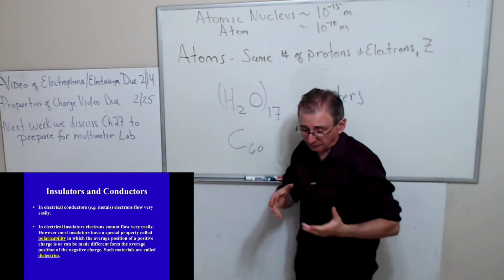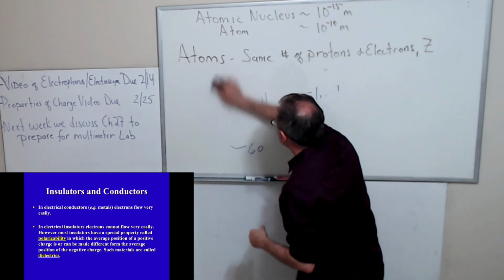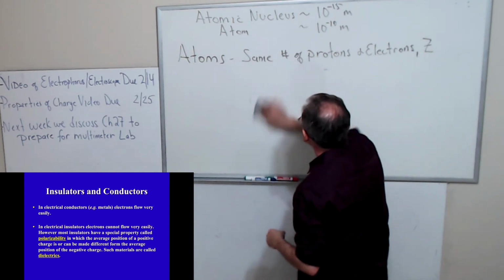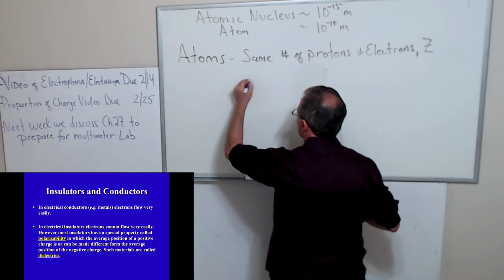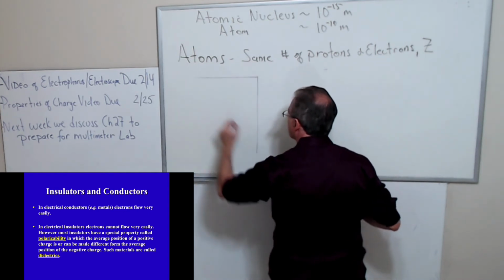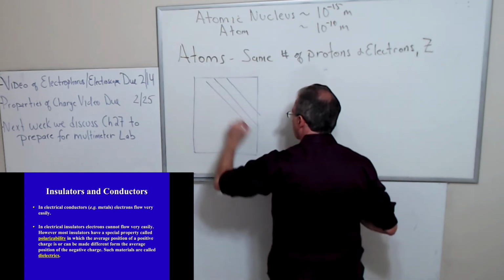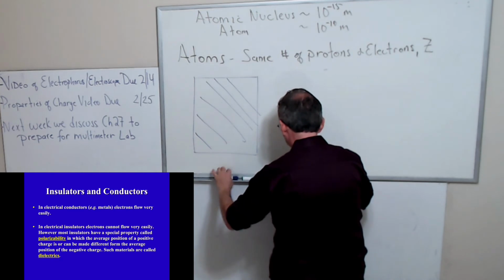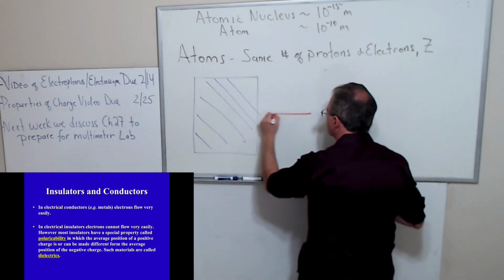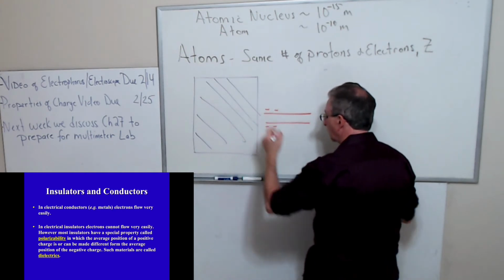But you can have materials where you can separate the average position of the negative and positive charges. Let me just draw a quick picture. Suppose I have an insulator, and I take a rod that's negatively charged and bring it next to the insulator.